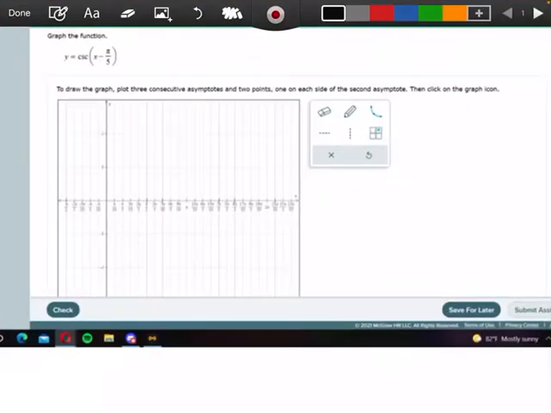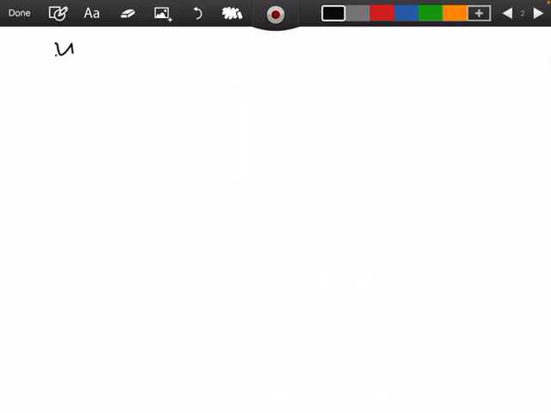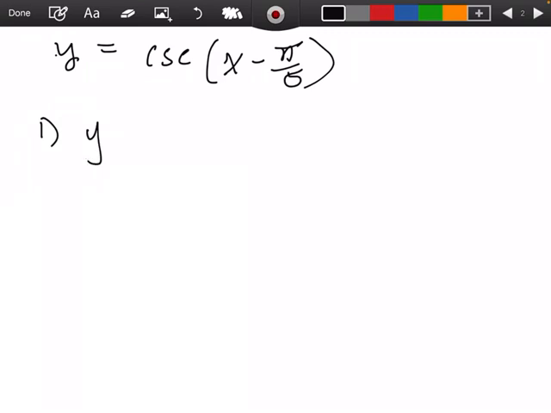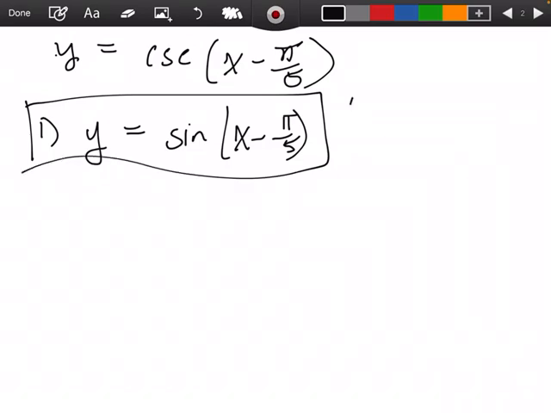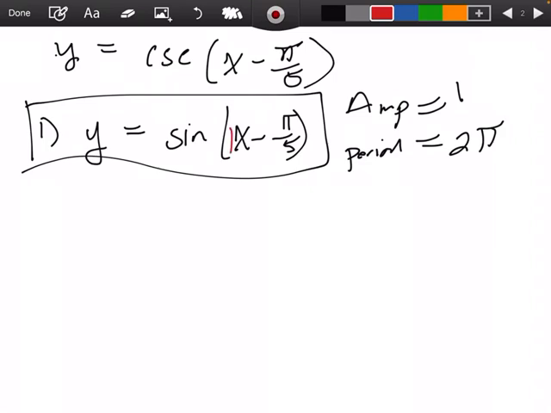All right, so guys, the problem here says, let's see if we can graph this function y equals the cosecant of x minus pi over 5. So first thing I'm going to do is write down my equation, cosecant of x minus pi over 5. And so remember, step number one is I'm going to graph y equals the sine of x minus pi over 5. Okay, so in this problem here, for this piece, we know that our amplitude is 1, and the period is still going to be 2 pi because the number in front of the x here is 1, right?